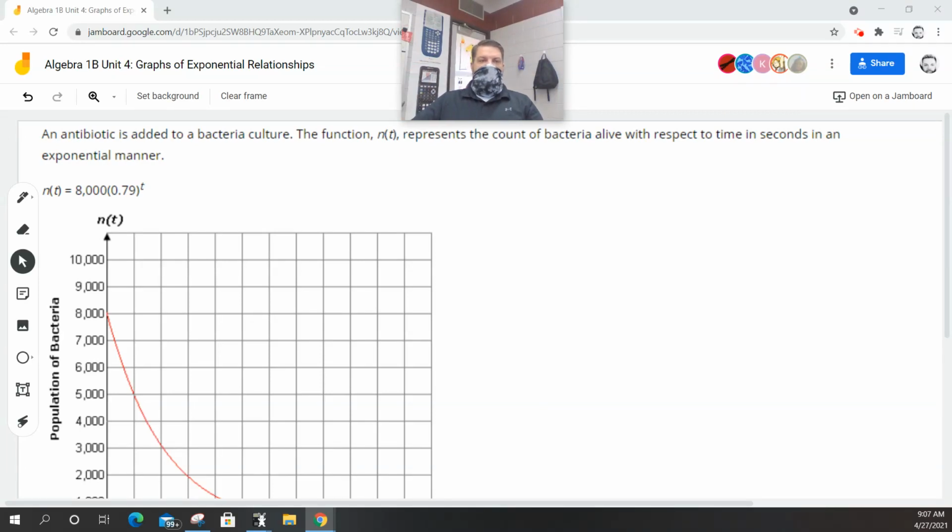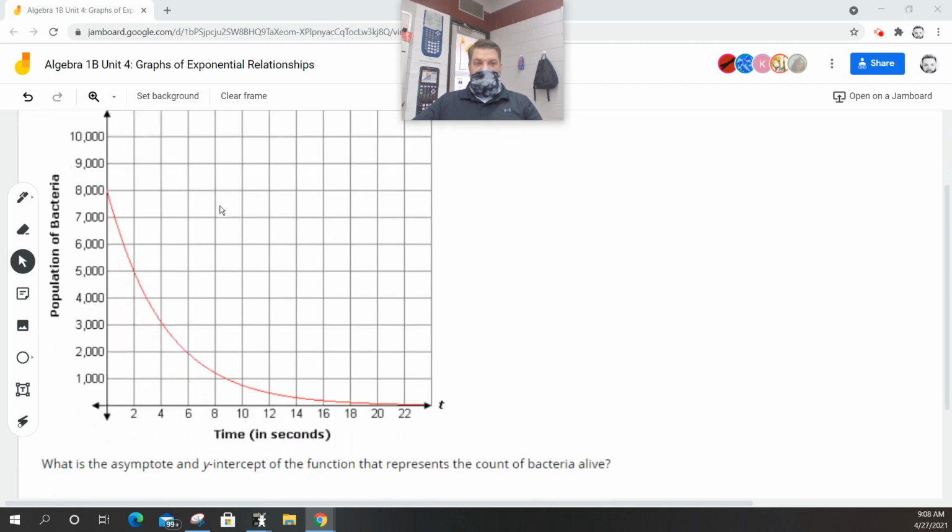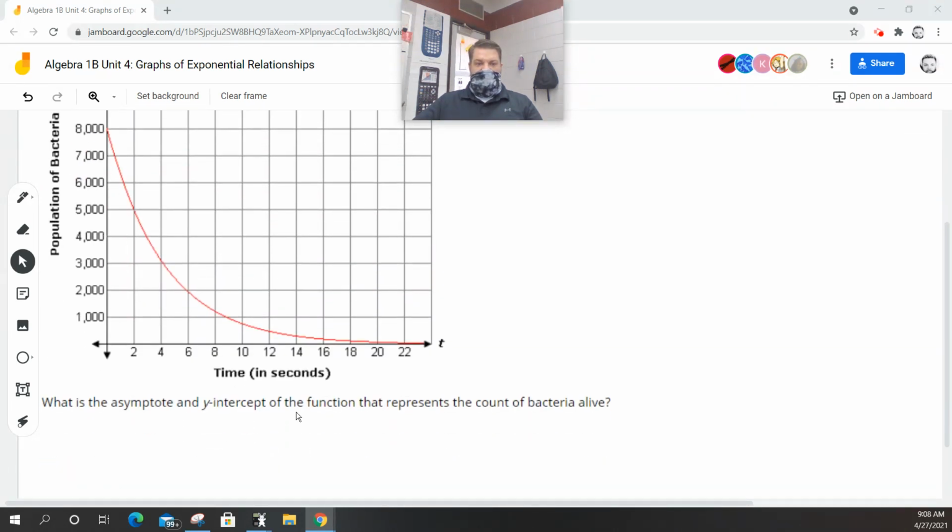So an antibiotic is added to a bacteria culture. The function N of t represents the count of the bacteria alive with respect to time in seconds in an exponential manner. I think that's the number of bacteria. It represents the count of bacteria alive. Okay, so it says, what is the asymptote and the y-intercept?